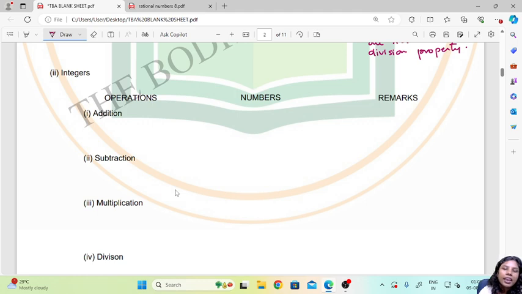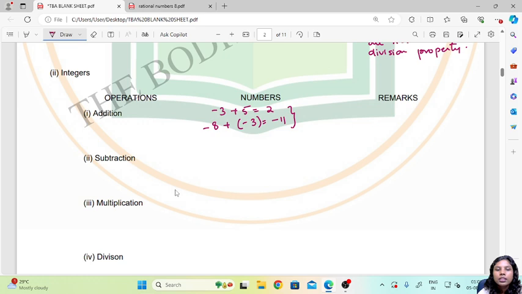Say I have -3 and +5. In this case the answer would be 2. Next, say I have -8 plus -3. In this case what will I get? The signs are the same, so I have to add: 8 plus 3, 8, 9, 10, 11. So -11, because of the sign of the greater number.